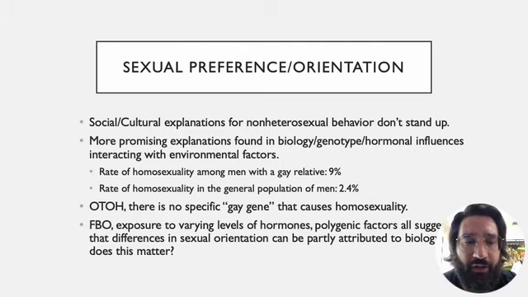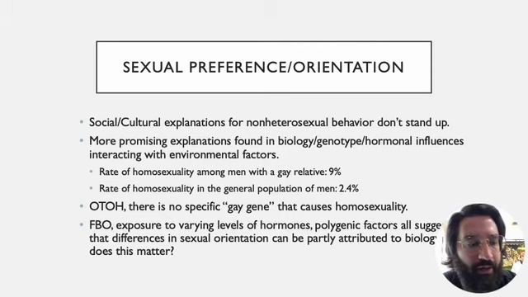We also could look at things like exposure to varying levels of hormones during prenatal development and maybe postnatal development. Polygenic factors, like that. It could be, again, a constellation of different genes that work together to contribute to sexual orientation or preference. But all of this does point to sexual orientation perhaps being at least partly attributed to biology.